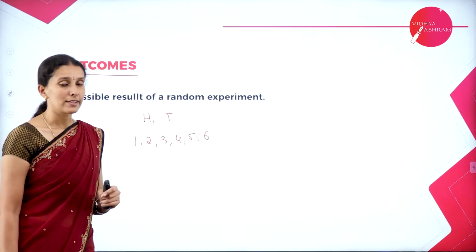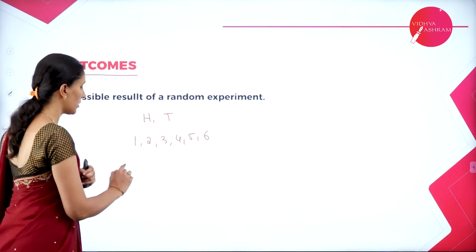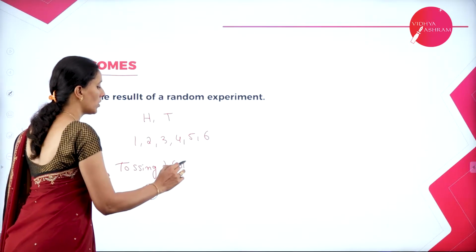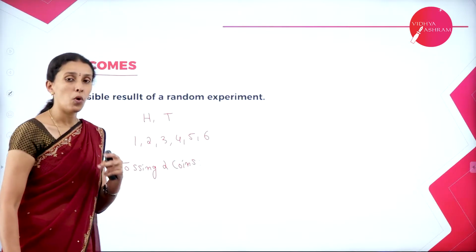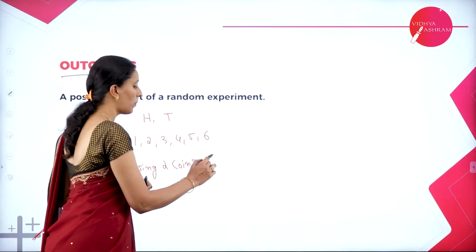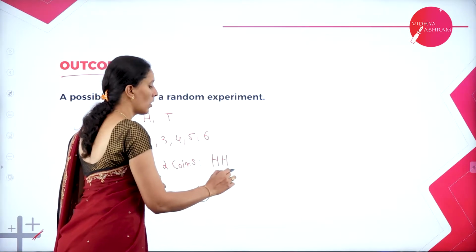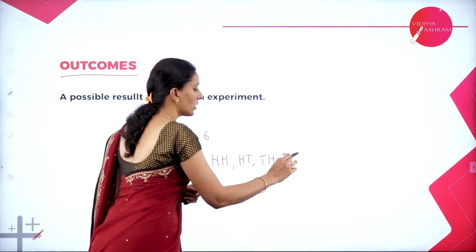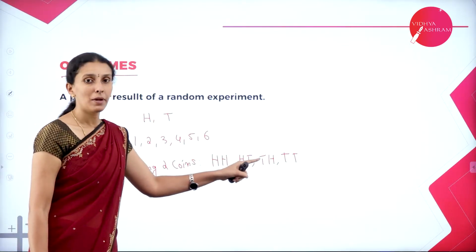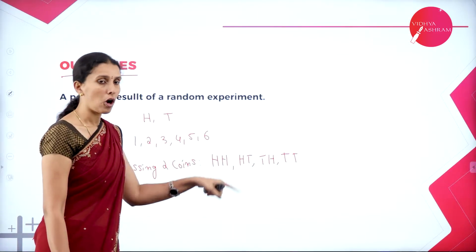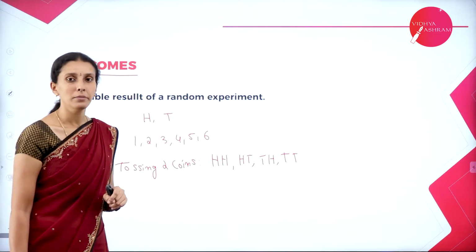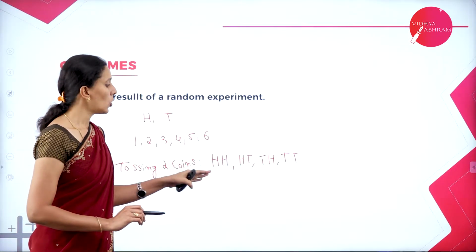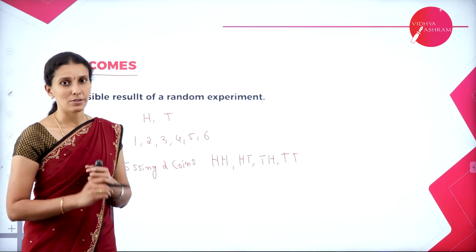Let me take one more example, tossing 2 coins at a time. So when you toss 2 coins at a time, what are the results you may get? Both have heads, one head and second tail, first tail and second one head, or both have tails. So these are the possible results of an experiment, which are called outcomes of the random experiment. So whatever results you will have for a particular experiment, those are called outcomes of an experiment.